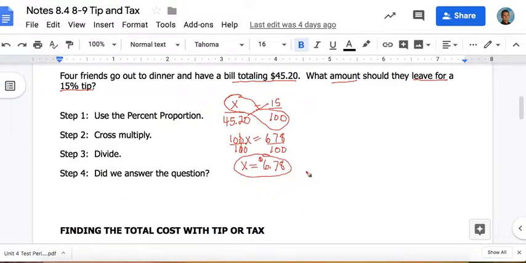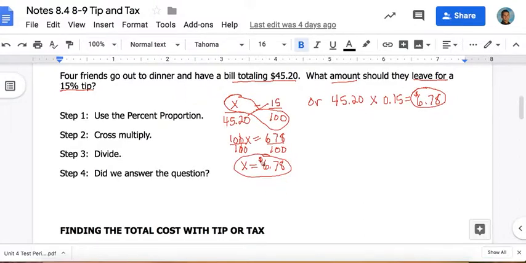Now, another way that we can solve this, I'm going to show you one other way, is that we can take the cost and multiply by the percent as a decimal to find the tip or tax. So we're going to do 45.20 times 0.15. And when we multiply this out, we get 678. So there are 2 ways to do this. Doesn't matter which way you use to do it.